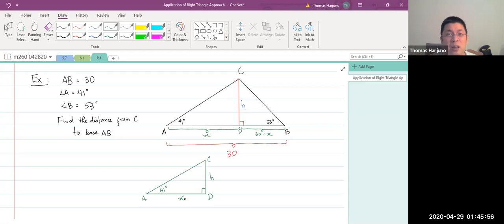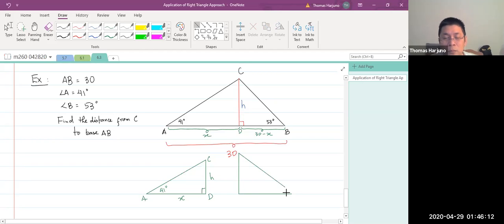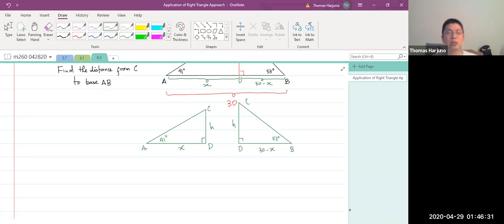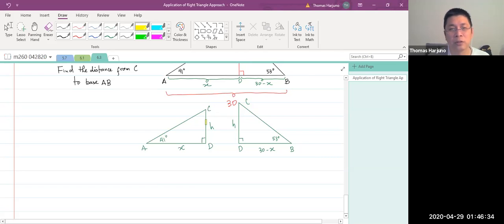And then another triangle. This is H, this is D, this is C, this is B. This is 30 minus x, and this is 53 degrees. Now notice that they have a common H. Both have H.